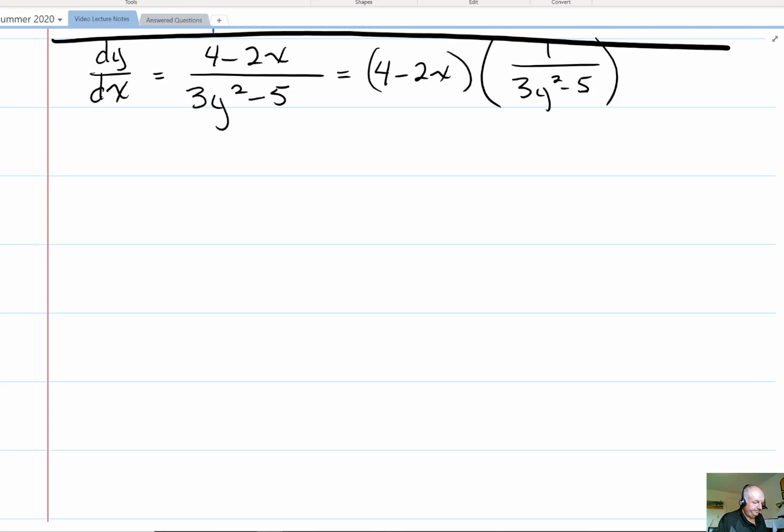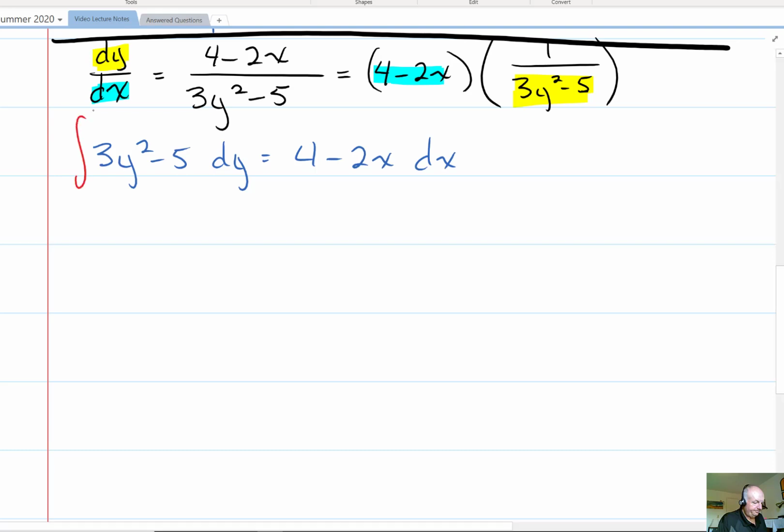So that amounts to needing to move this to the left side. We can simply multiply both sides by 3y squared minus 5, and then this gets moved up to the right hand side. So it actually is pretty simple in this case. (3y squared minus 5) dy equals (4 minus 2x) dx. Right? Now we've got all the y stuff on one side and all the x stuff on the other side, and so now we try to integrate. If we can integrate, then we're good to go.